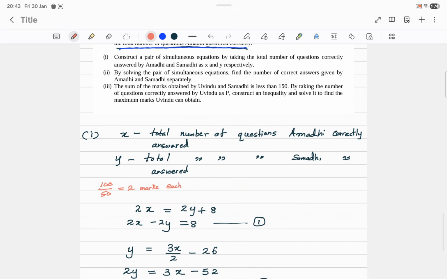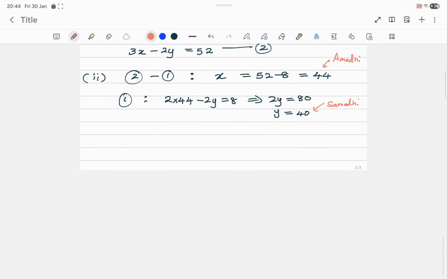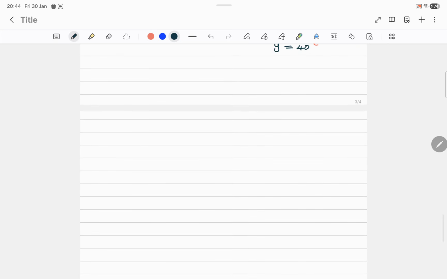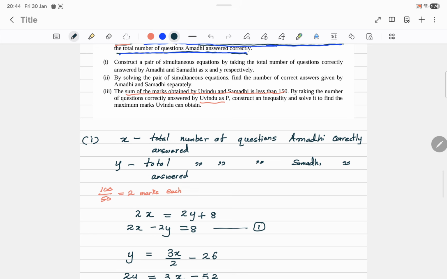Then third part. The sum of the marks obtained by Uvindu and Samadhi is less than 150. By taking the number of questions correctly answered by Uvindu as P, construct an inequality. So Samadhi is Y, Uvindu is P. The sum of marks obtained by Uvindu and Samadhi is less than 150.